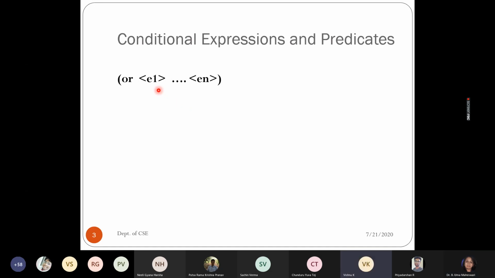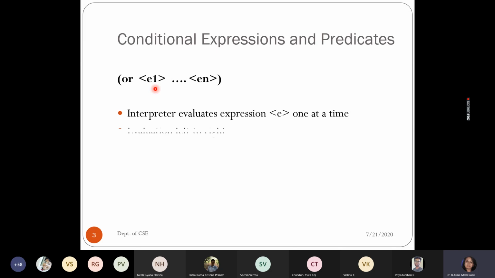Continue until a true occurs, and once a true occurs, return true. Yes, very good, awesome answer. So now this interpreter evaluates expressions E1, E2, etc. And as soon as any one of the expressions is true, it will come out and say it is true. So that is the optimal way of returning the answer in a quick time.